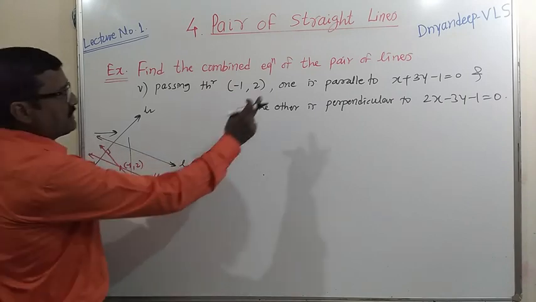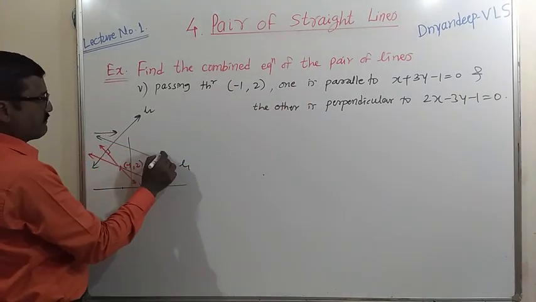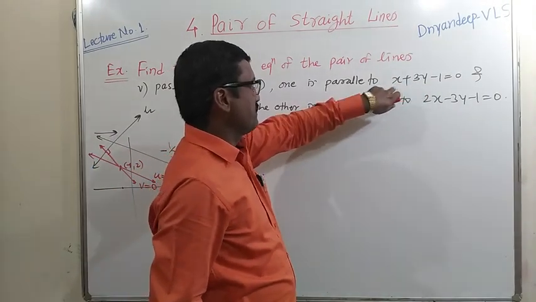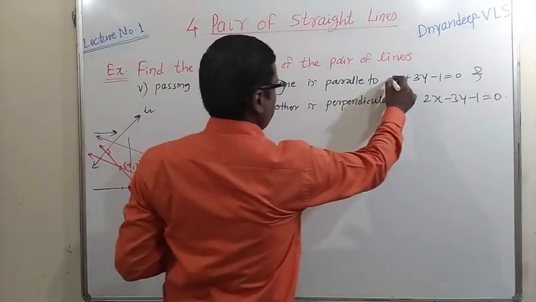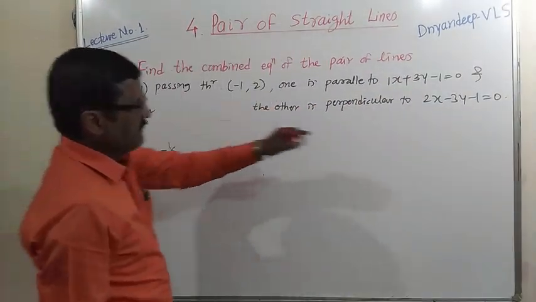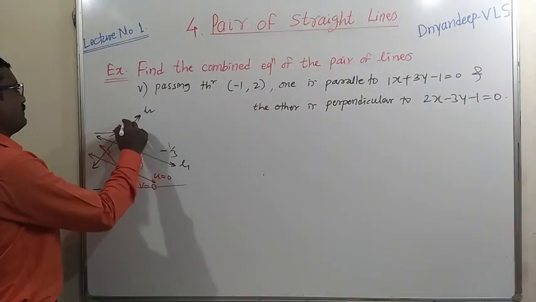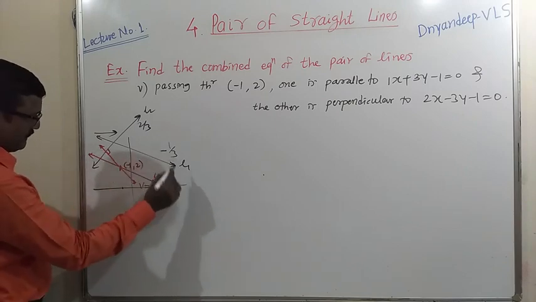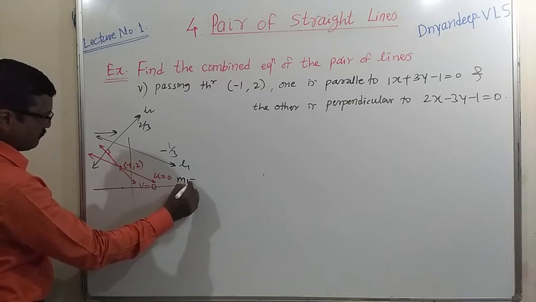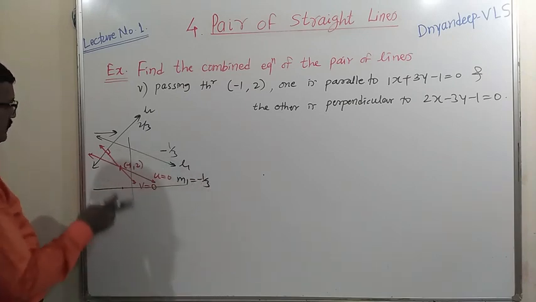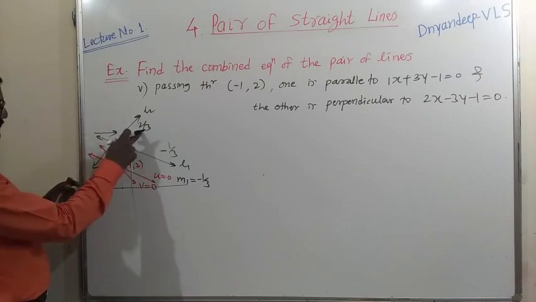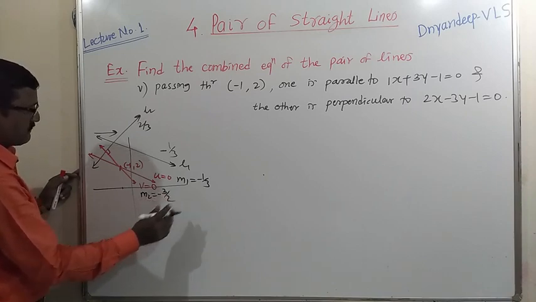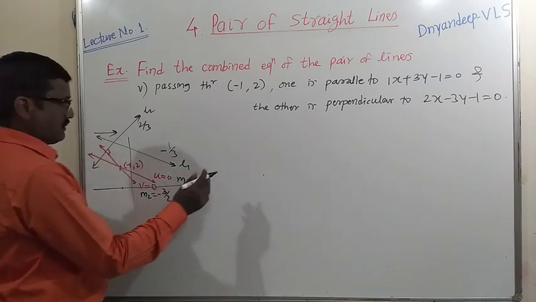As the slope of the first line L1 is -1/3, because the equation of the line is x plus 3y minus 1, its slope is -1/3. And the slope of the second line is 2/3. So the line parallel to this, its slope is also -1/3. So in the case of the first line, slope m1 is equal to -1/3. And the slope of the second line, which is perpendicular to this, is -3/2. So the slope of the second line m2 is -3/2. Is it okay? Let us write the solution.